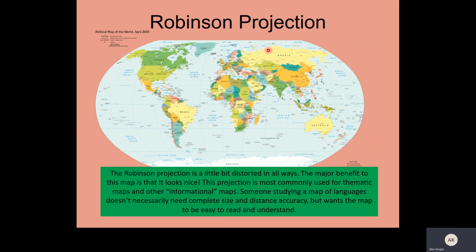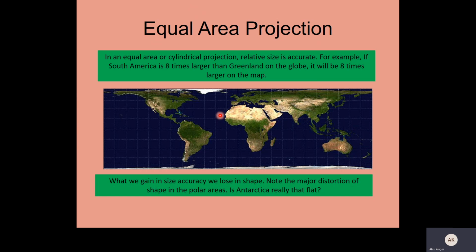And this is the new one that the Geographic Society does. Equal area projection is accurate in size, but it is inaccurate in shape. So the pro is size is accurate, and the con is that shape is inaccurate.